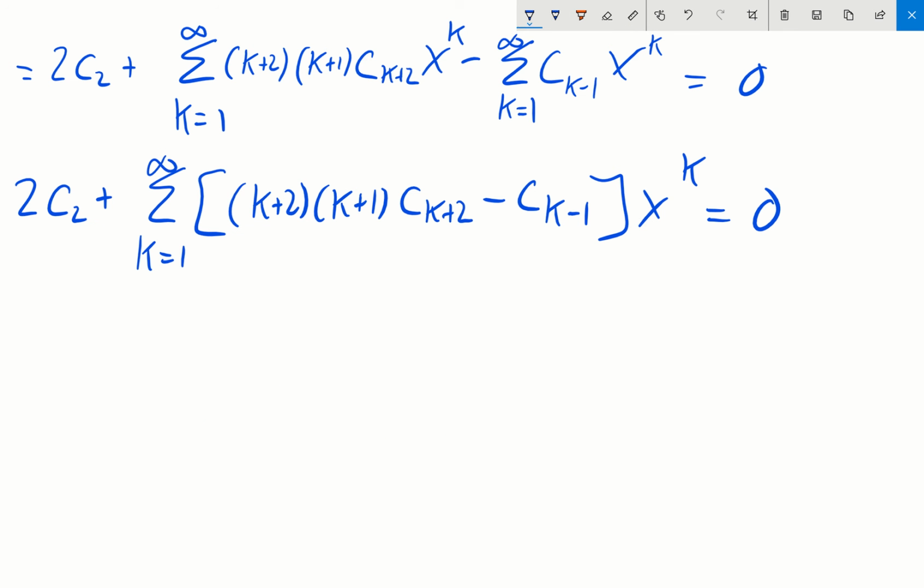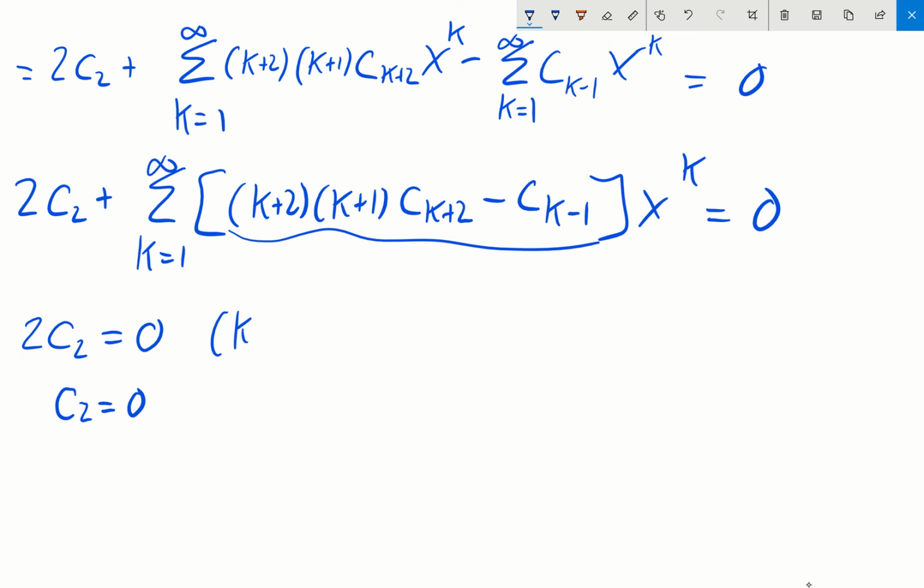In particular, if you look at the left-hand side, that's going to tell us that 2c2, which is the constant term, would have to be equal to the constant term coefficient on the right-hand side, which is 0, which tells us that c2 is going to be equal to 0. But then, in addition, the coefficients of our x terms, (k plus 2) times (k plus 1) c of k plus 2 minus c of k minus 1, is also going to have to be equal to 0.